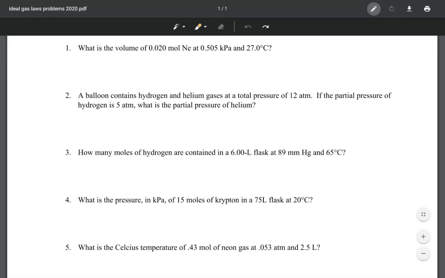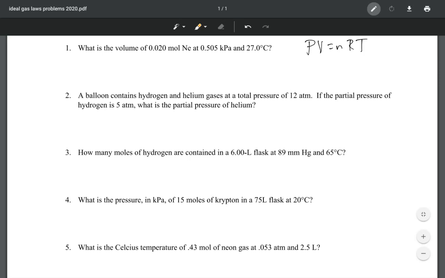Greetings, chemistry students. In this video, I'm going to show you how to work the ideal gas law problems worksheet. Just keep in mind that the ideal gas law itself says that PV equals nRT. That's found on page 3 of your reference tables.